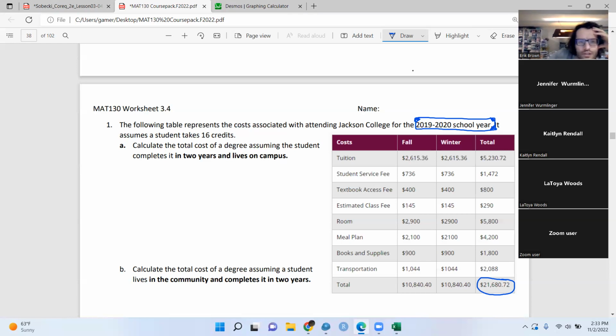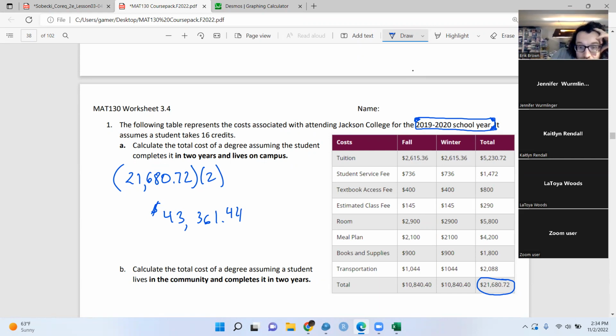Okay. Did you all get for A that you took the cost per year? Go ahead, Jennifer. What did you get? Oh, I was just going to answer the question. Oh, okay. Go for it. I got $43,361.44. Isn't this painful? Now this is if you live on campus. Yep. Do you live on campus, Jennifer? Absolutely not. Okay. I was going to say, oh, okay.